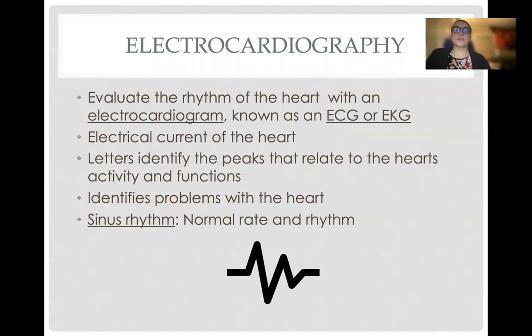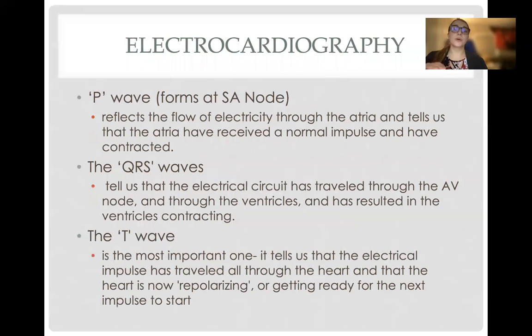I'm going to talk about certain letters that are going to help identify the peaks and the falls that relate to the heart's activity and functions. And then I'm also going to show you a video after that's going to have a doctor talking about the different lettering and why we use that with our electrocardiogram. So going over these different letters, we have the P wave, the QRS wave, and the T wave.